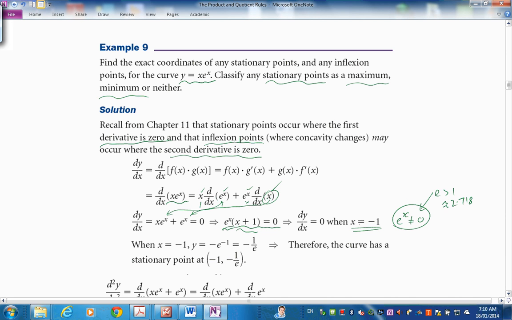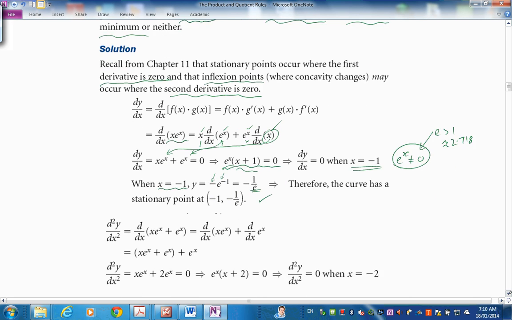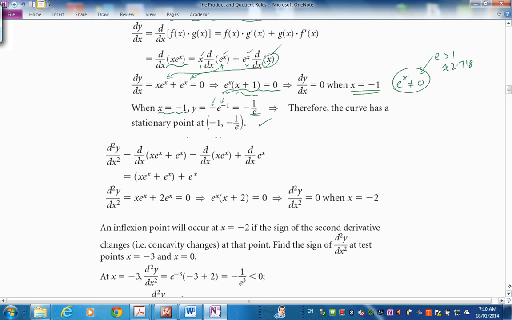We want the coordinates of the stationary points, so when x is neg 1, sub it back into the function y equals x e to the neg x. So neg 1 by that gives us neg 1 on e. So it's got a stationary point at neg 1, neg 1 on e. Now we need to know whether that's a maximum or a minimum, and we also want to know points of inflection. So let's go and get the second derivative, which is the derivative of that derivative we've just found.